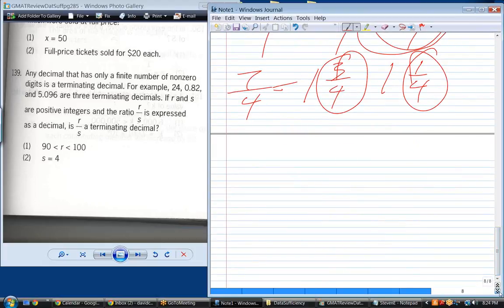So the answer is either B or D. Now, R being between 90 and 100. Yeah, those numbers, and you don't know what S is.